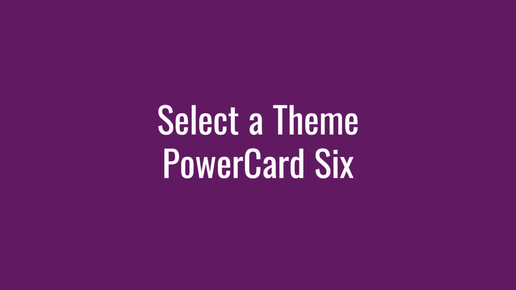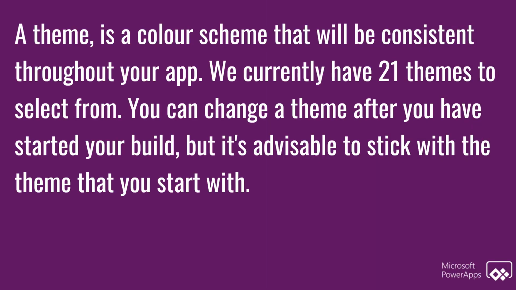Select a theme. A theme is a color scheme that will be consistent throughout your app. We currently have 21 themes to select from. You can change a theme after you have started your build, but it's advisable to stick with the theme that you start with. Let's learn more by watching the following video.